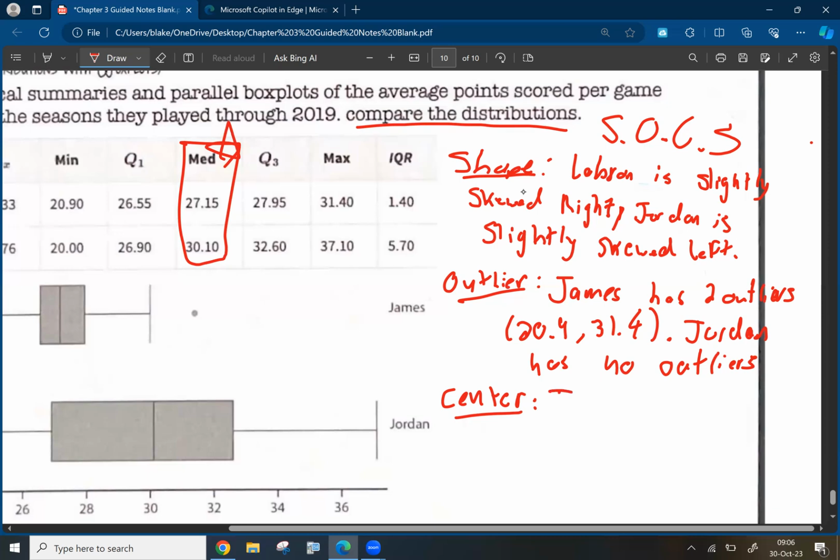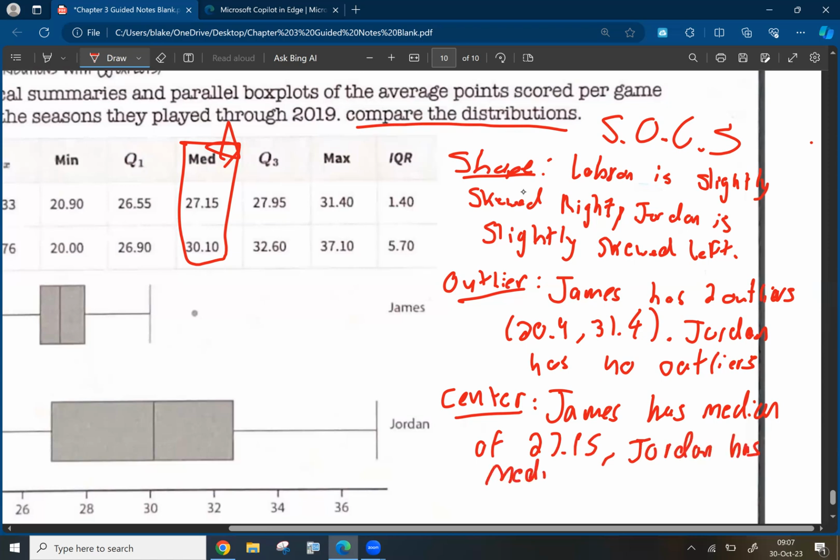So James has a median of 27.15. Jordan has a median of 30.10.